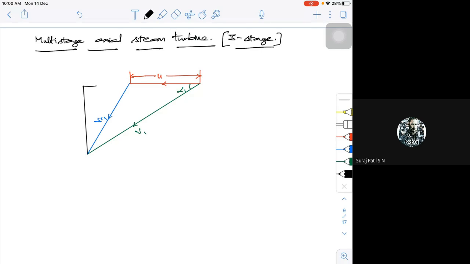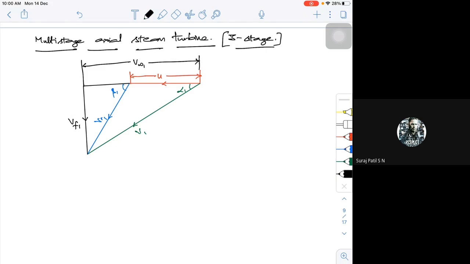V1. So one will be your VF1, and this will be my VW1. So this will be my beta 1. I got my inlet velocity triangle for the first stage.